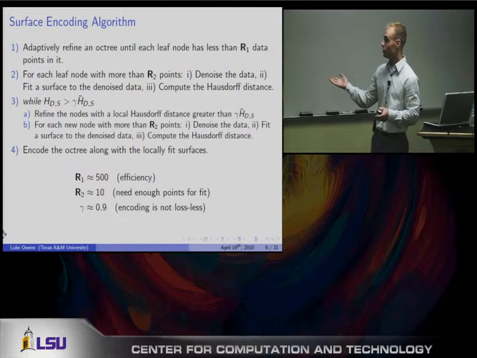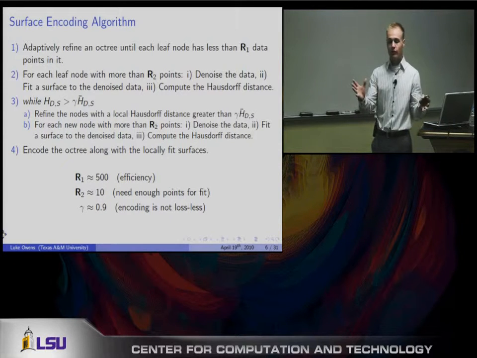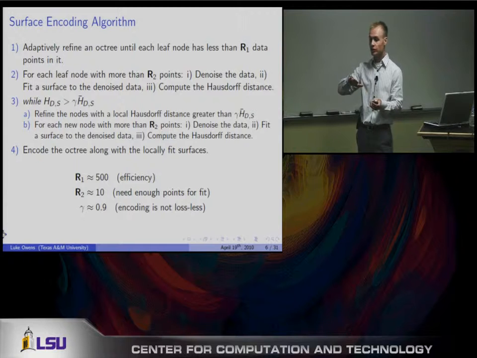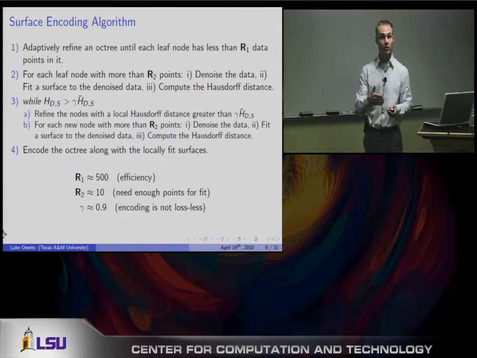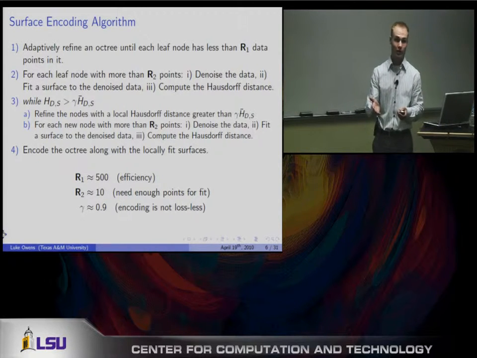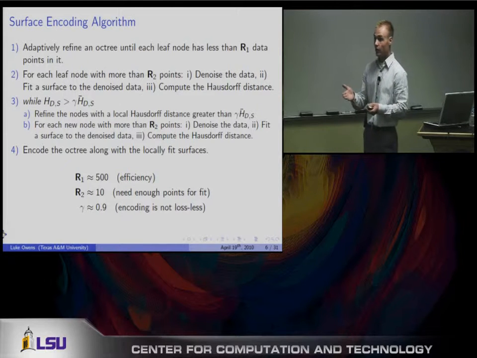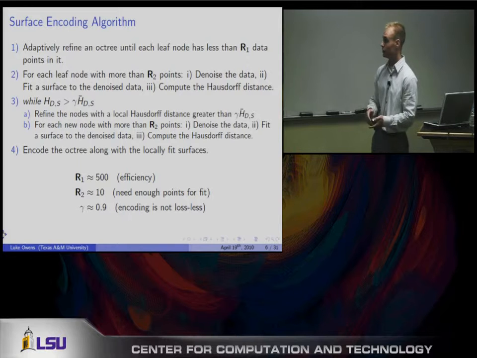So the first one here, just efficiency. If you have 100,000 points in a cube, the chances that the surface you fit to these 100,000 points is going to be within your Hausdorff tolerance, probably not likely. So why waste your time fitting it? Another thing, it's going to take a lot of time to fit that, right? Fitting a plane to 100,000 points is going to take some time.